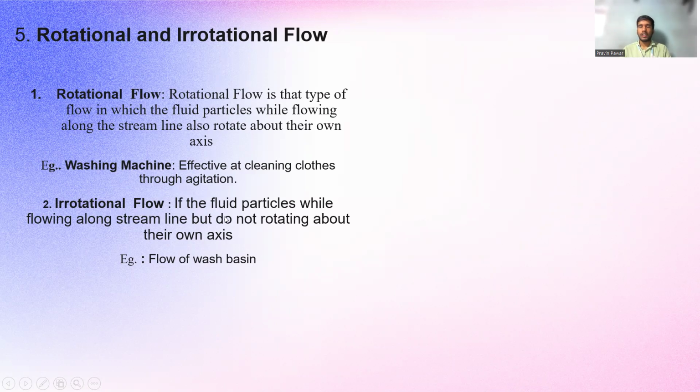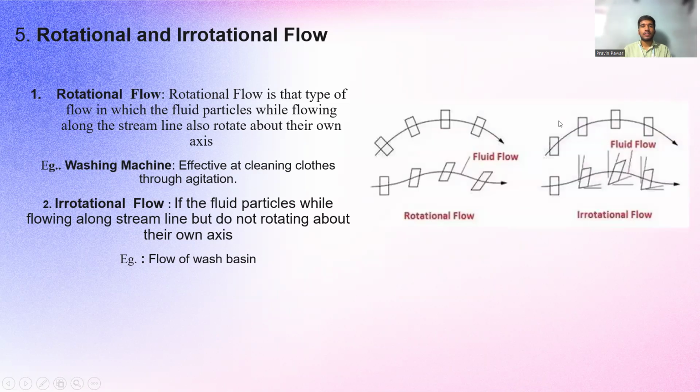Second one is irrotational flow. Irrotational flow means the fluid particles flow along the streamline, but they do not rotate about their own axis. Example, flow in a wash basin. In the image, you can see the fluid flow and the rotational difference between both.